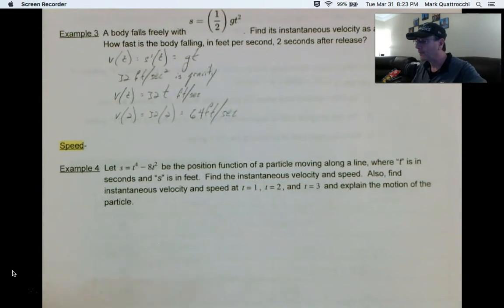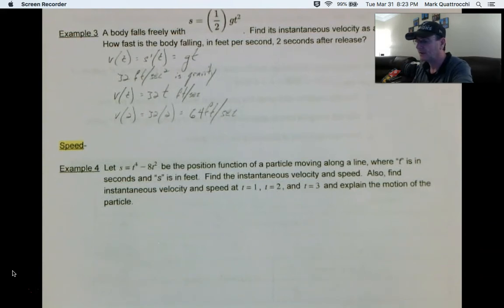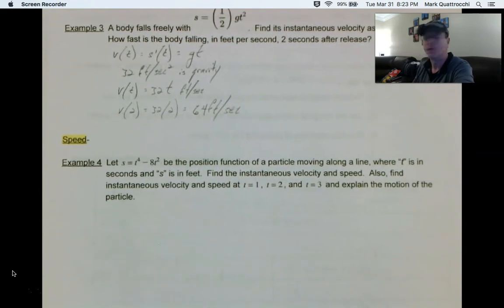So, example 4, we're going to let our position function be t to the fourth minus 8t squared, a position function of a particle moving along a line where t is in seconds, s is in feet. Find the instantaneous velocity and the speed. Also find the instantaneous velocity and the speed at t equal to 1, t equal to 2, and t equal to 3, and explain the motion of the particle.